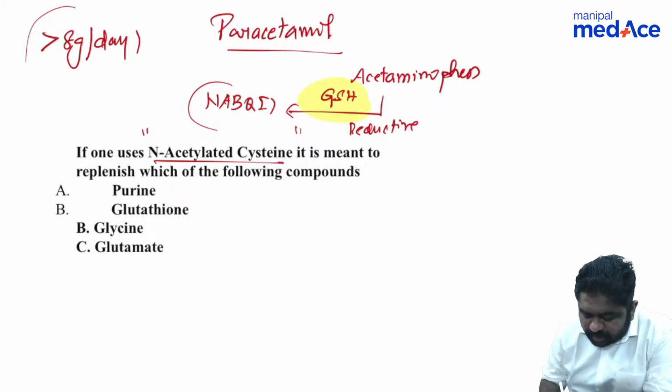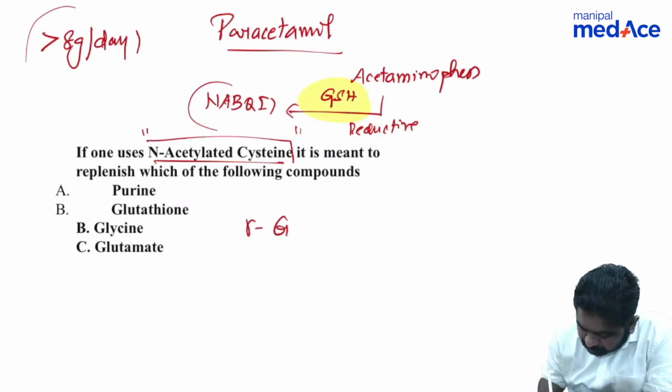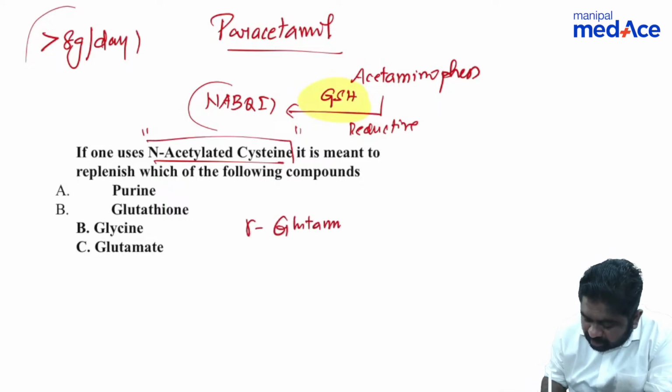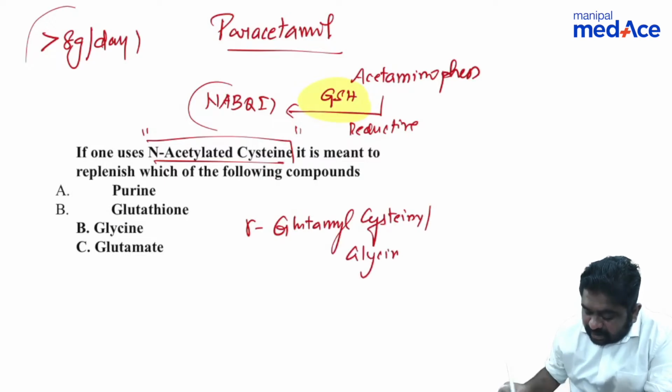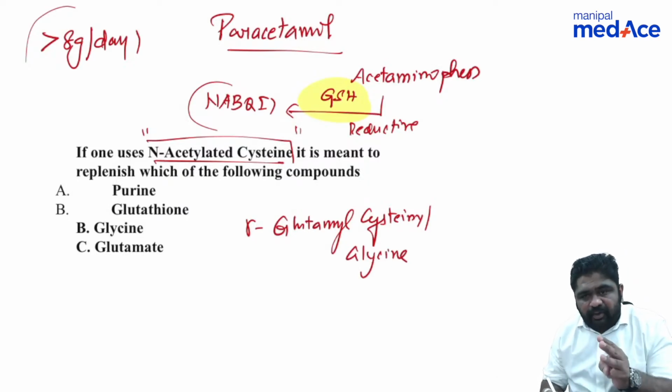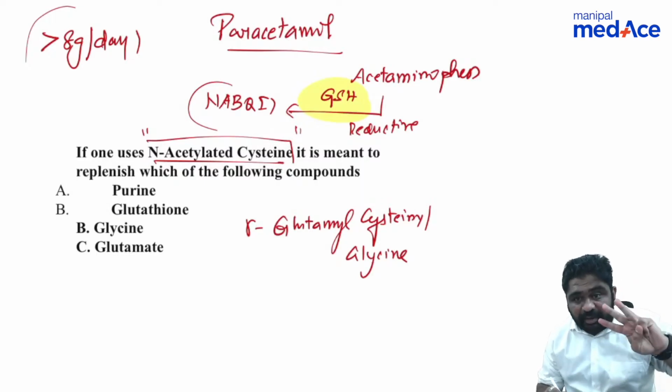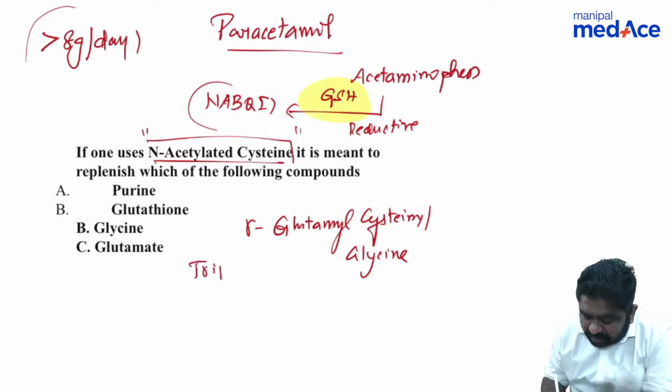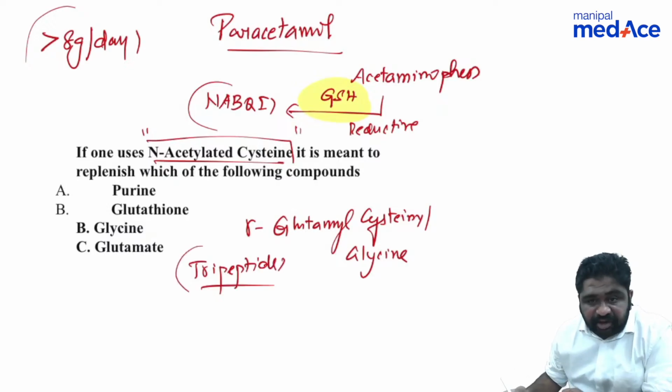Now, what is the relationship between GSH and N-acetylcysteine? Remember, gamma-glutamyl-cysteinyl-glycine is the full form of glutathione. Now, this is called a tripeptide. A tripeptide is made up of 3 amino acids, but not 3 peptide bonds. You have only 2 peptide bonds, but 3 amino acids. It is a tripeptide. This is an MCQ. If they ask you what kind of peptide it is, the answer is tripeptide.